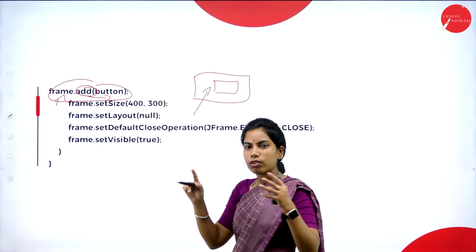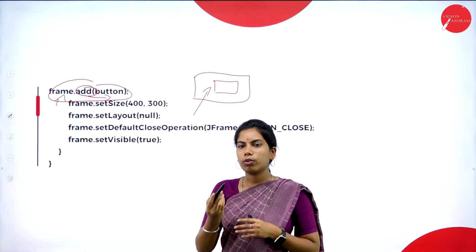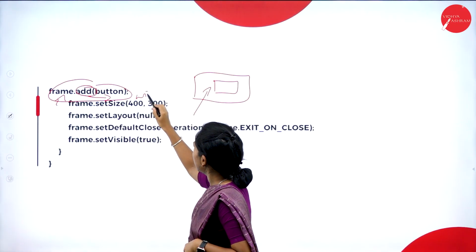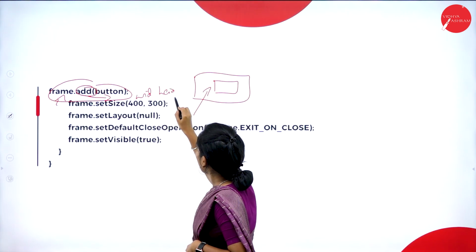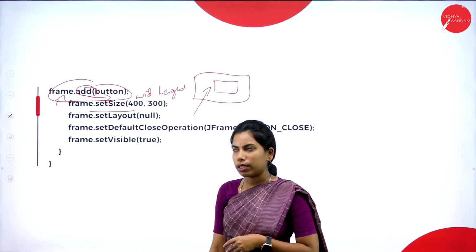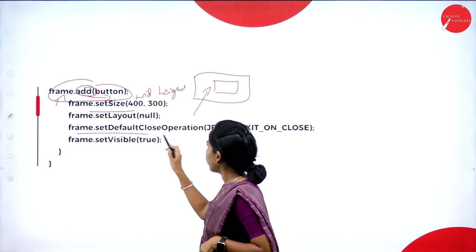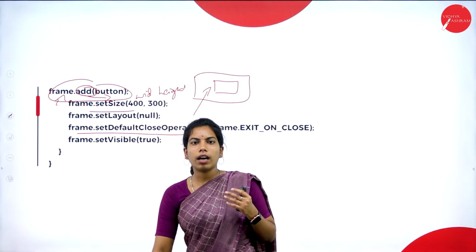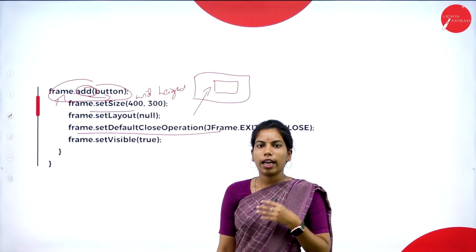And after that, I have to set up the boundary box of the frame, right? This is the width and this is the height. We have to set the frame size using the setSize method. And after that, setDefaultCloseOperation. This is also one of the pre-built methods under the AWT classes.